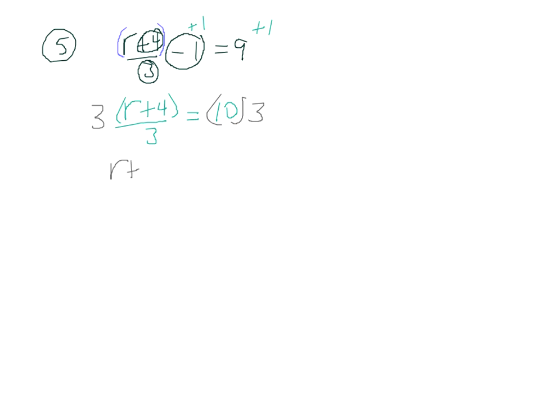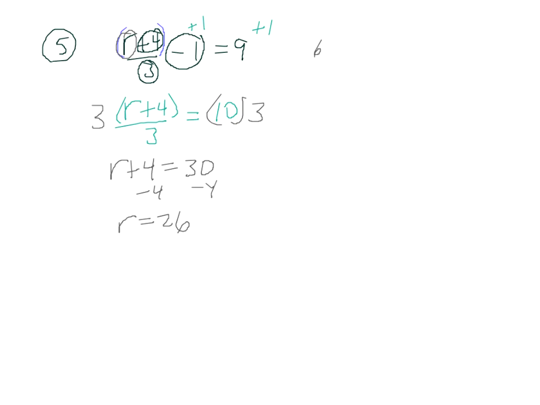So I have r plus 4 equals 30. Now I'll subtract 4 from both sides, and I get r equals 26, which is the only root to this equation. If I plug in 26 for r, I'll get 9 equals 9, which is a true statement.